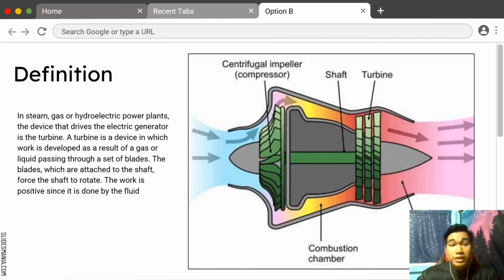For the definition, what I can explain is that turbines drive the electric generator in steam, gas, or hydroelectric power plants. As the fluid passes through the turbine, work is done against the blades, which are attached to the shaft. As a result, the shaft rotates and the turbine produces work.